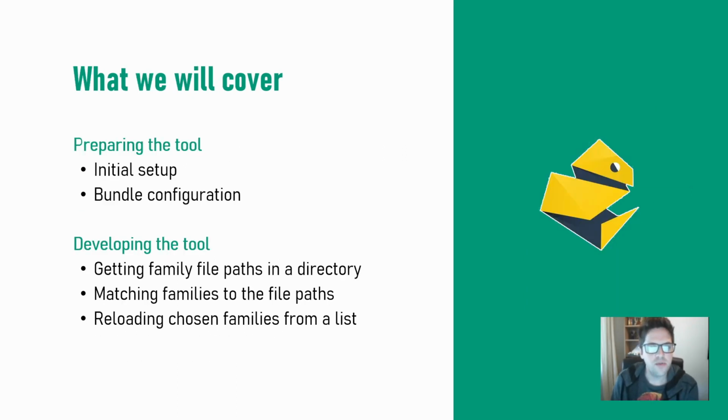So today I'll be covering firstly how you can just basically configure and set up the tool for pyRevit to receive, and then we'll be looking at developing the tool itself. So in this case, I'll be firstly getting all the file paths from a directory that represent a Revit family. I'll then also be matching those paths to the equivalent families in the project to find which ones can be reloaded. And from there, just presenting a list to the user, and then we'll finally reload the families themselves.